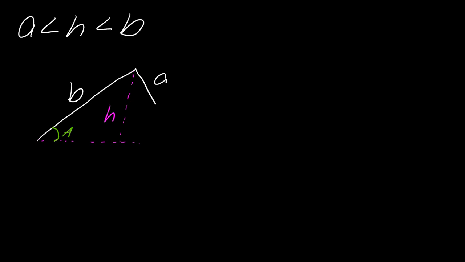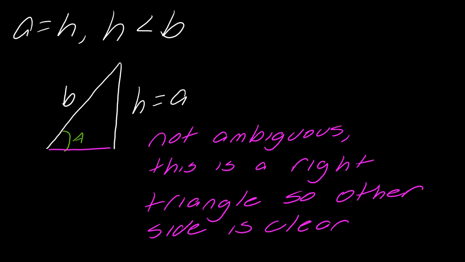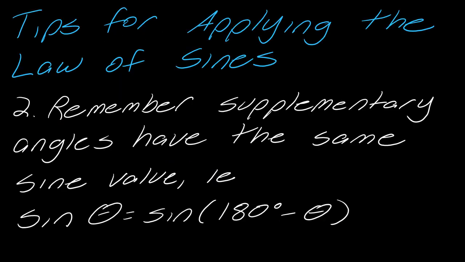So when I was talking about the situation where the triangle did not exist, we will see the issue mathematically in a moment. Maybe visually you're not sure how you could tell this, or you're a little confused, but mathematically it's going to make a lot of sense. So just keep it in the back of your mind. We'll tie it all together in a moment. And then this other situation, where we found that the height was equal to a, this is clear. When this happens, again, this is ideal.